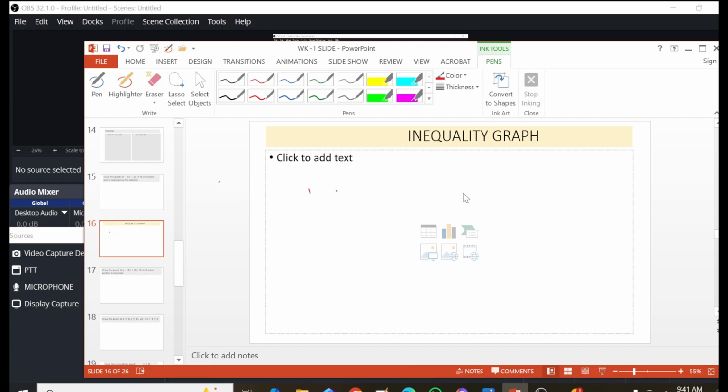In this video, we are going to have a walkthrough on inequality graphs. In the previous videos, we started inequality, where I started with linear inequality and combined inequality. In this video, I'm concentrating on inequality graphs.